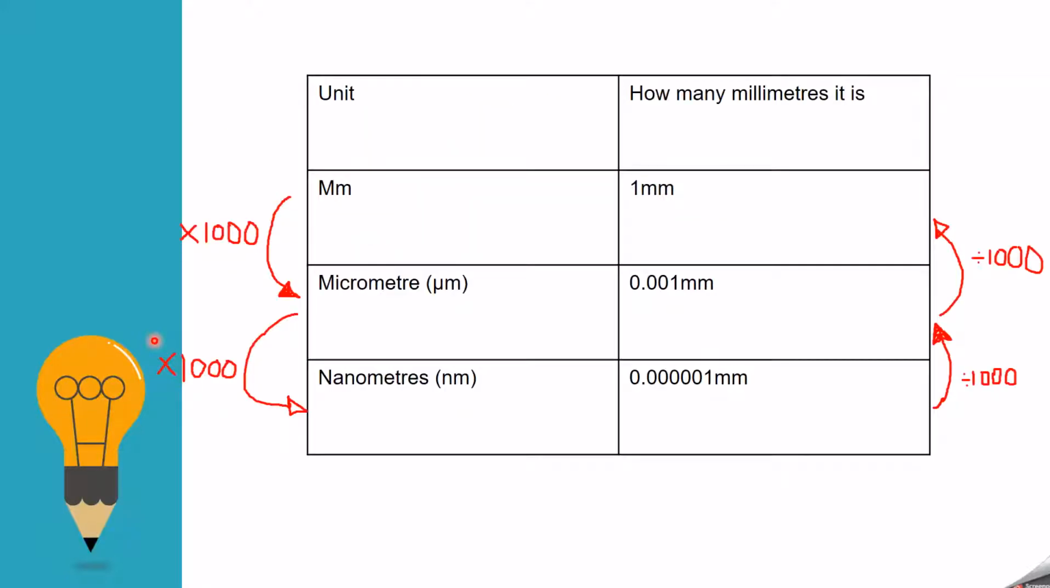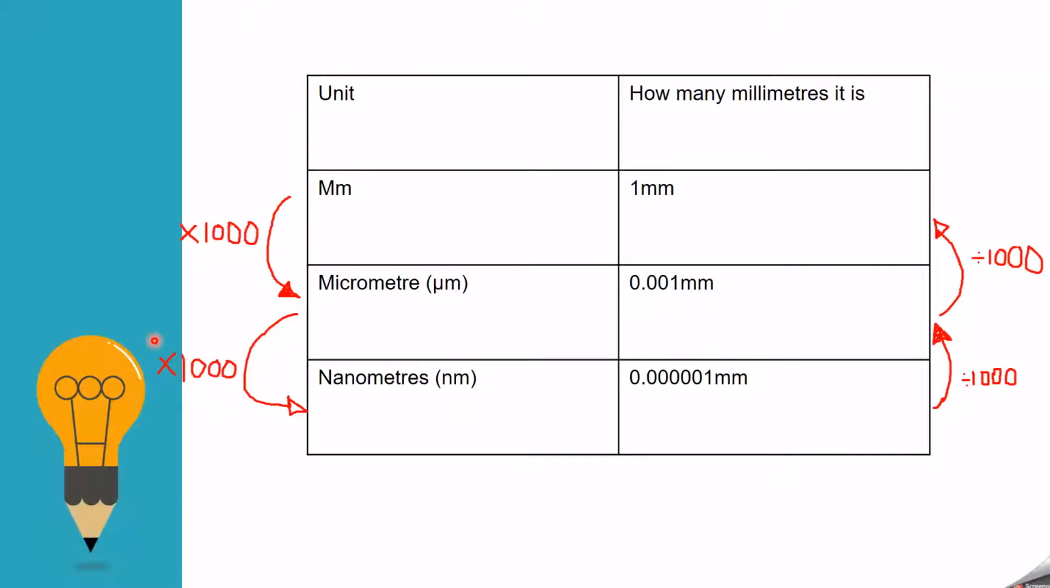You need to know the units for some of the magnification problems that you'll come across. We've got millimeters, micrometers, and nanometers. Now you need to know how to convert from one form to another. Millimeters to micrometers, that's the most common one, you times that by 1,000. Micrometers to nanometers, you times that by 1,000. Nanometers to micrometers, you divide by 1,000. Micrometers to millimeters, you divide that by 1,000.